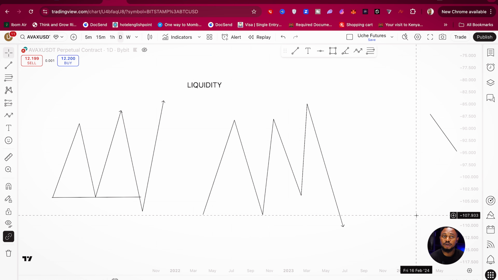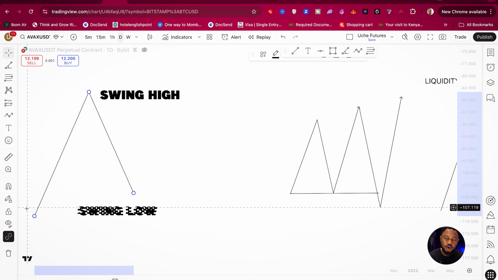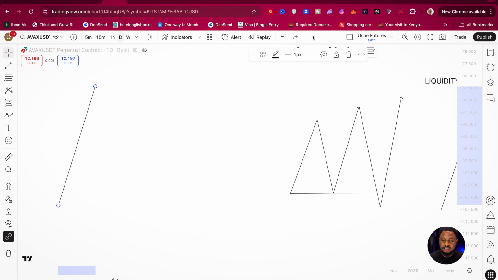Now there are different types of liquidity: swing high and swing low liquidity, which is basically the one where you have your swing high and your swing low. Where is your swing high here? Swing high and swing low is basically the highest point and the lowest point where the market is actually standing.